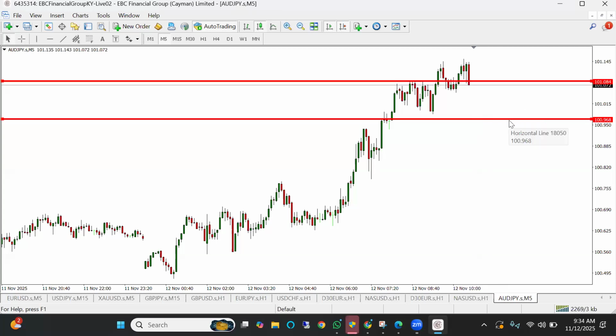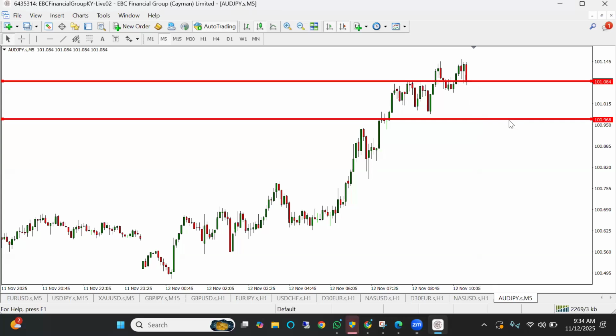So I'm entering this trade. Just give me a minute. Let me also enter AUD JPY. Now, if you can't see it, just make sure to add it from the folder. It should be on your chart, but in case you can't see it, just add it from your folder.